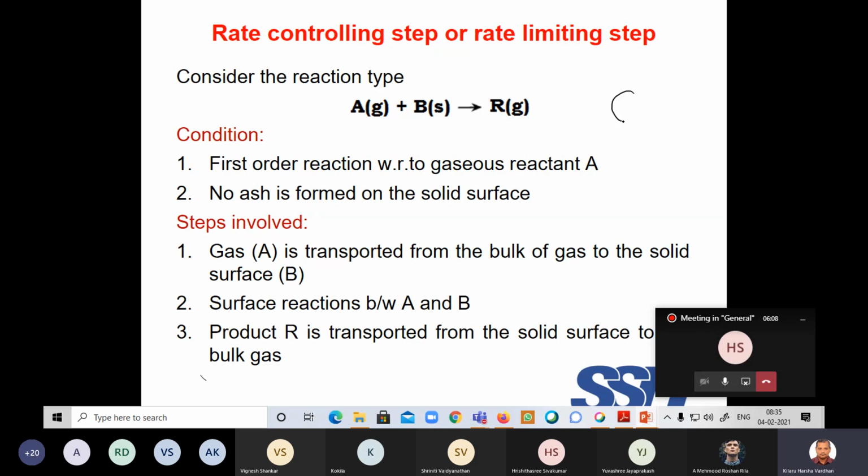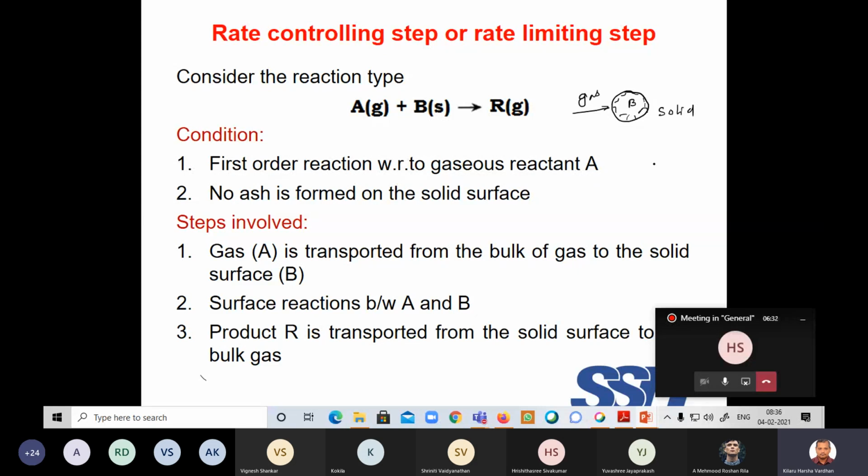Now you see here, this is the solid, this is the gas. So this is the gas and this is the solid. This is the solid surface. We are assuming there is no ash formed, so this solid is becoming porous or something like that. But there is no ash which is being formed.